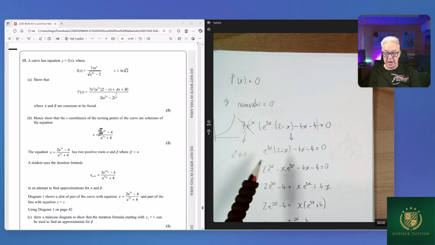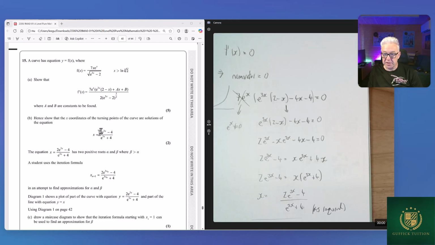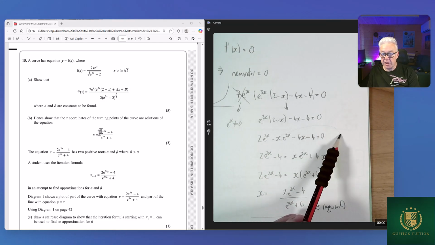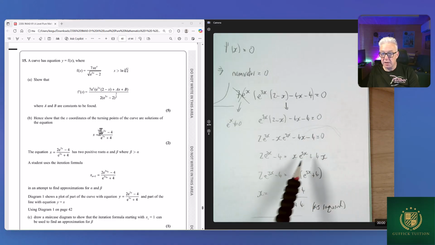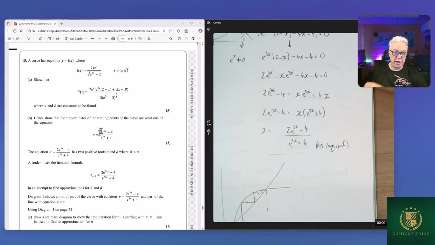So we're going to expand the bracket. So e to the 3x times 2 is 2e to the 3x. e to the 3x times minus x is minus x e to the 3x. Then minus 4x minus 4. So let's get everything with an x on one side and everything else on the other. So I'm going to move that over to the right, and that over to the right, like so. Factorize out the x, and then divide by the expression, and that gives us what we were after. So that's quite a nice 2 marks there.